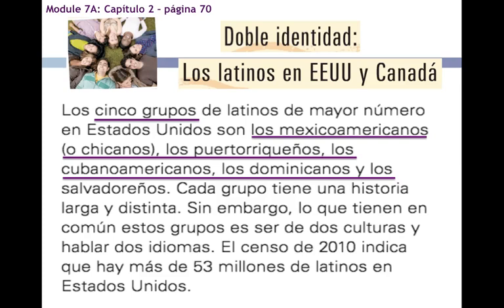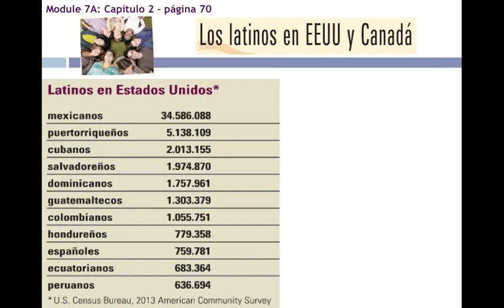El censo de 2010 indica que hay más de 53 millones de latinos en Estados Unidos. More than 53 million, and that was in 2010. So our areas of interés that you want to make note of. So looking at los números, las poblaciones que son más grandes de hispanohablantes mexicanos, 34 millones de personas, puertorriqueños 5 millones, cubanos 2 millones, salvadoreños 1 millón, pues casi 2 millones, y dominicanos. So los cinco en cuanto a las poblaciones que son las más grandes.